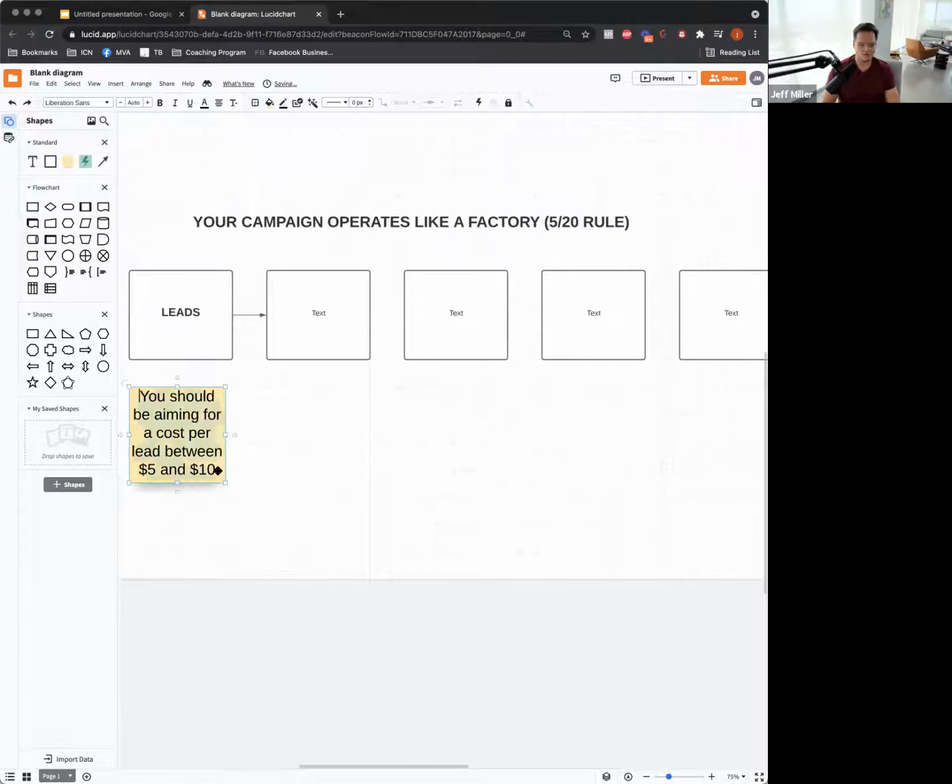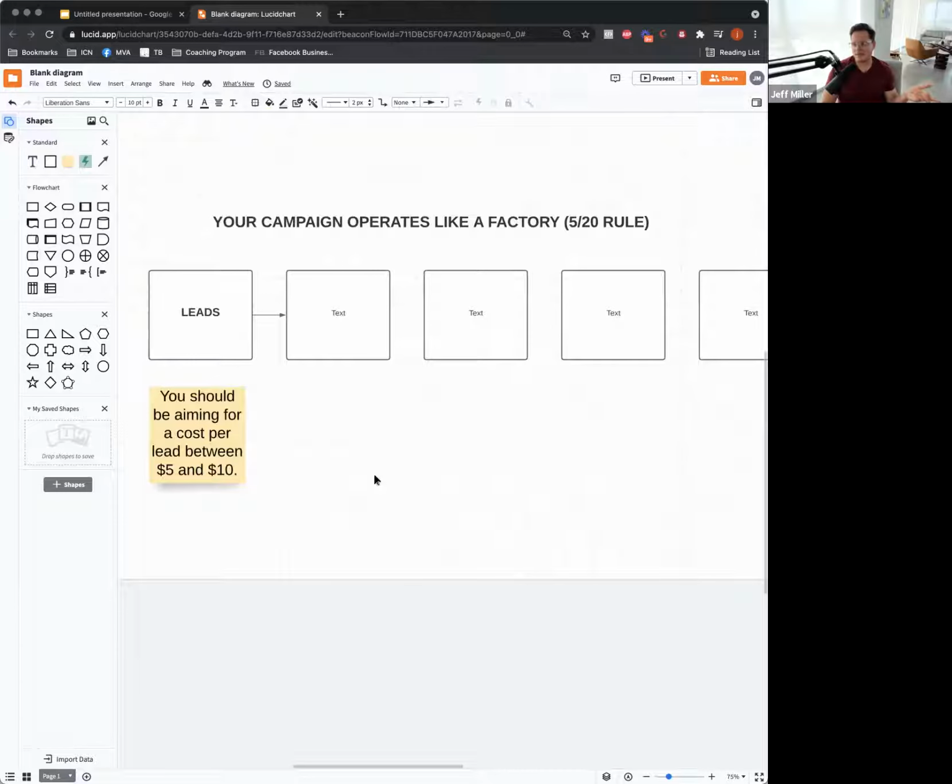Of course, lower is better sometimes. Higher is better, of course, sometimes. But this is what you should be aiming for. This is your target, between $5 and $10. There are some niches and some industries where a cost per lead of like $25 is totally fine. But for the most part, what you need right now is a consciousness and understanding of what your factory settings, your baseline, should be, right? And so let's just say for this example, it's $5 to $10.